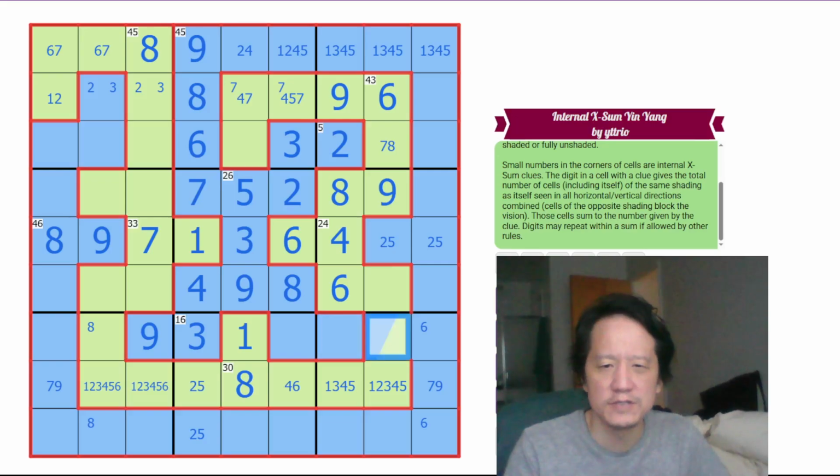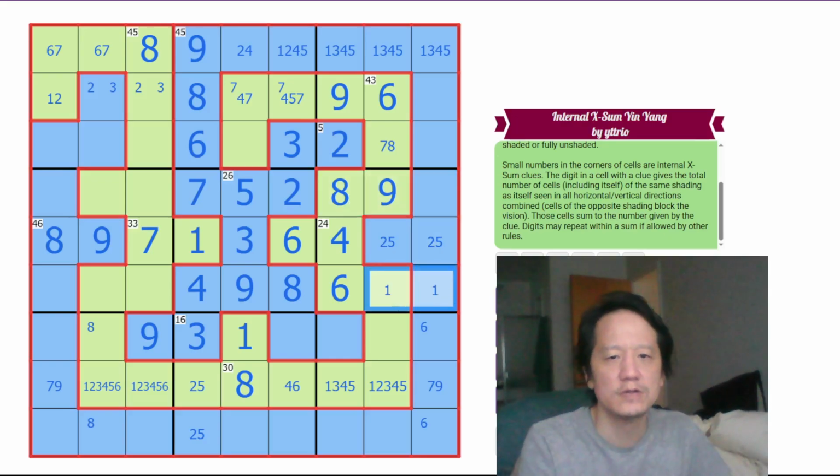It's not green, and this is not blue. Okay. 4, 6, 8, 9. The remaining digits in box 6 are 1, 3, and 7. And this can't be 7. So 7 is one of those two.